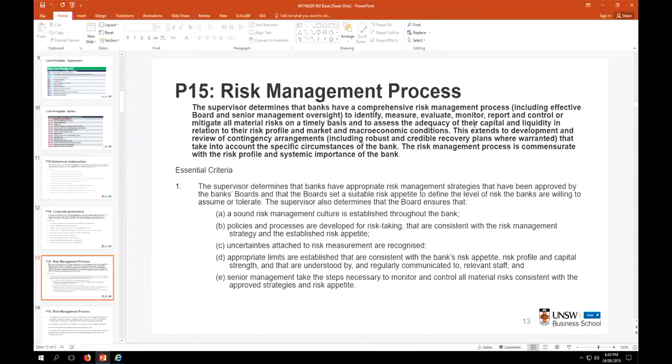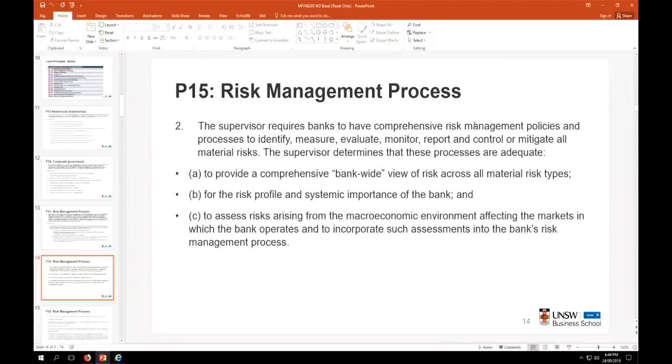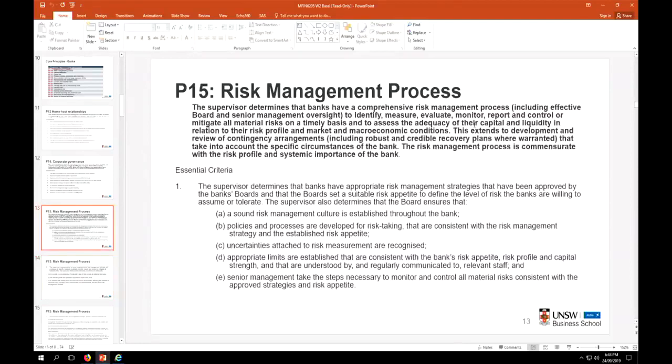The risk management process. So this is where banks must have a comprehensive risk management process to identify, measure, evaluate, monitor, report, and control all material risks on a timely basis, and assess the adequacy of the capital and liquidity in relation to the risk profile. Okay? So, in short, that's what you need to do. You need to know what risks you're taking, control those risks, have appropriate policies, and then separately have appropriate capital and have appropriate liquidity. And then it kind of breaks down into the various criteria.